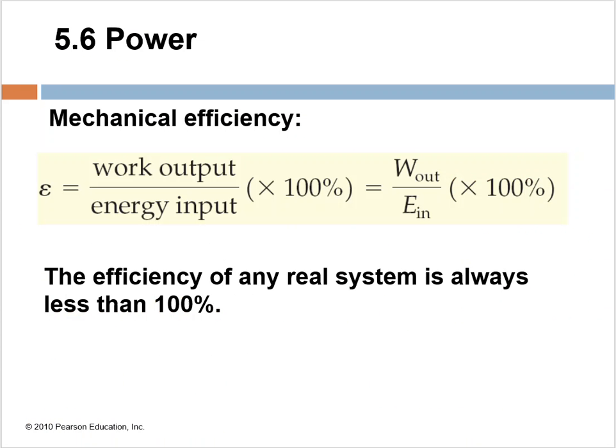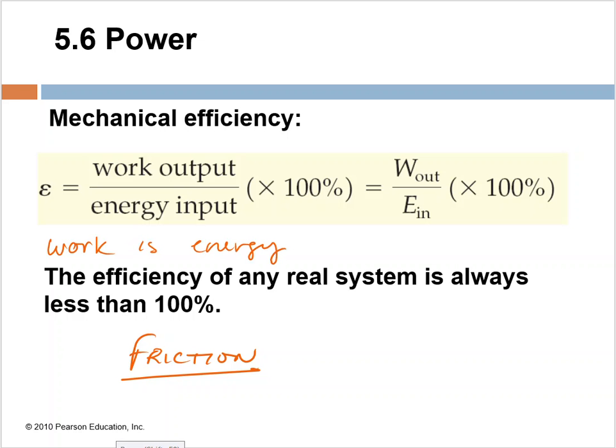Okay, let's talk about efficiency. Mechanical efficiency is the work output over the energy input. The efficiency of any real system is always less than 100%, and that is due to friction. Work, if you guys, it's been a while, a couple days, over the weekend possibly, work is energy. Some of you I know have forgotten that already. So it says work output over energy input, but it's really the energy output as well. They're both going to be measured in joules. So it's joules over joules.